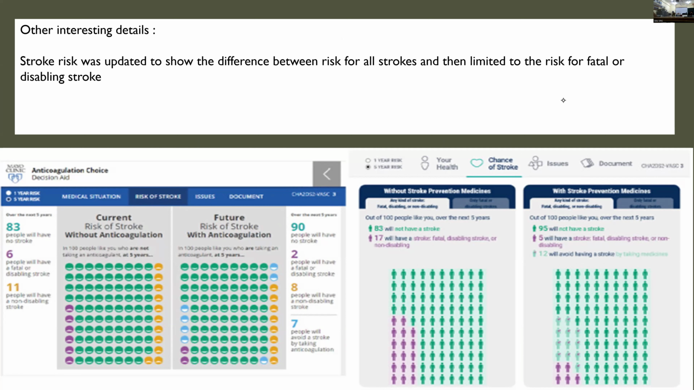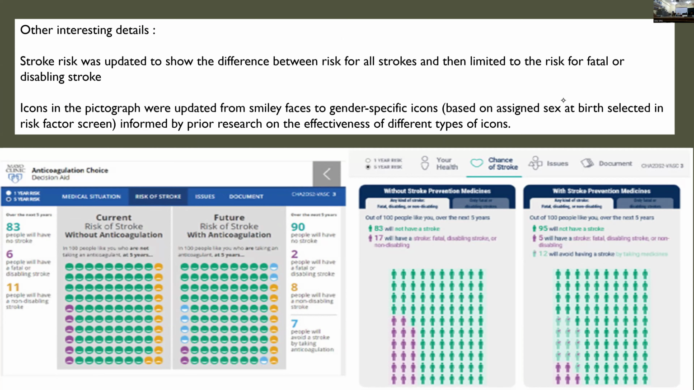This is easy to see. Among so many people, this many people can get stroke. But if you take a medicine, you bring down the risk by so many people. Second thing was, this was based on some other study on the type of icons. Initially, they had smiley faces, the happy smiley and the sad smiley. Then they changed to gender-specific icons, so that it is easier and more relatable for the patients.